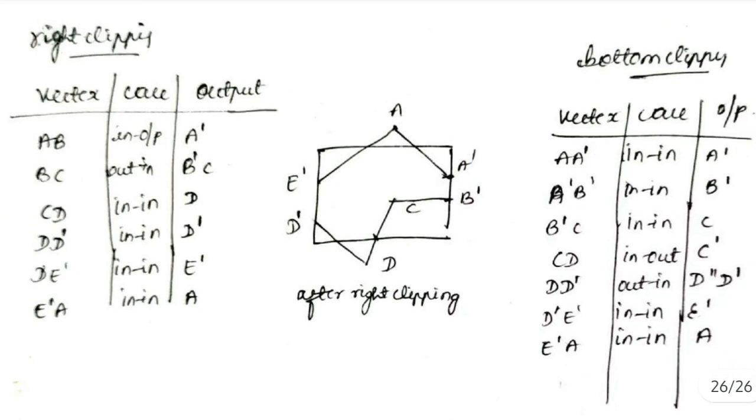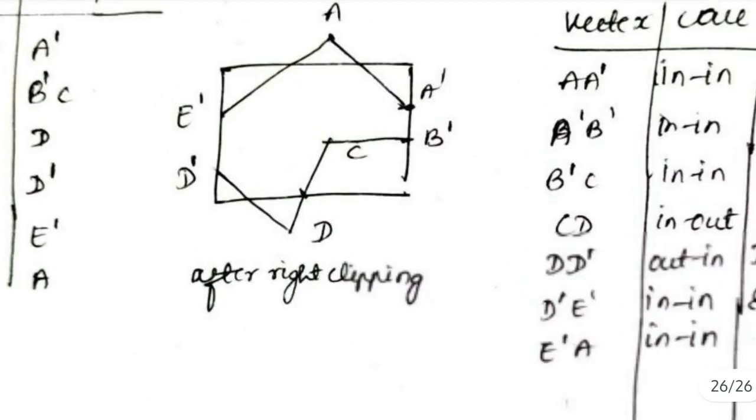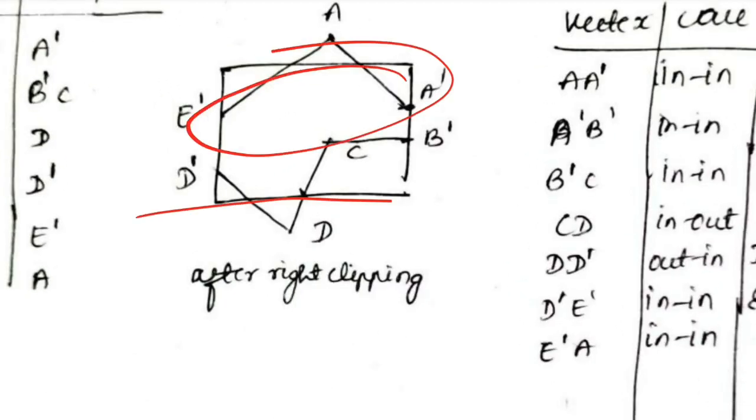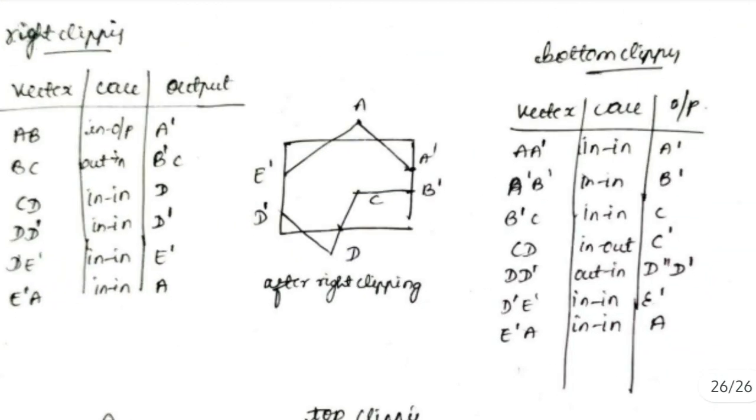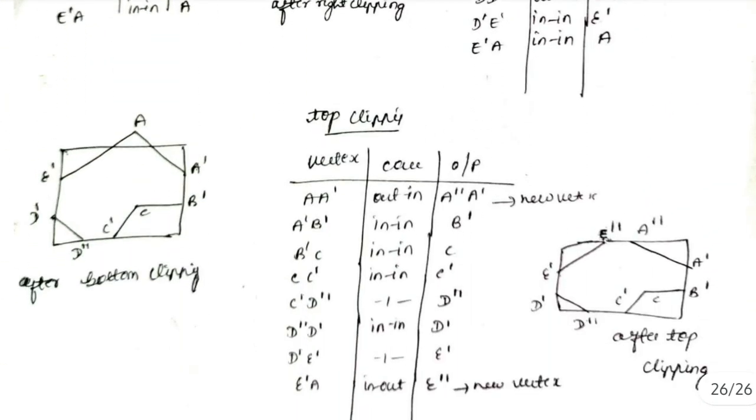After doing the right clipping, you have to do the bottom clipping. If you do the bottom clipping at this point, these things will remain the same, just the change will happen: A, B, C, then from C to D and from D to D dash. From C to D when you go, it is from in to out, right? Because of the bottom clipping, in to out, you will mark it as D double dash here. And when you go from out to in, you will mark it as D triple dash and D dash. This will be marked as D triple dash, right? But I don't know what they have marked, but that's the point here.